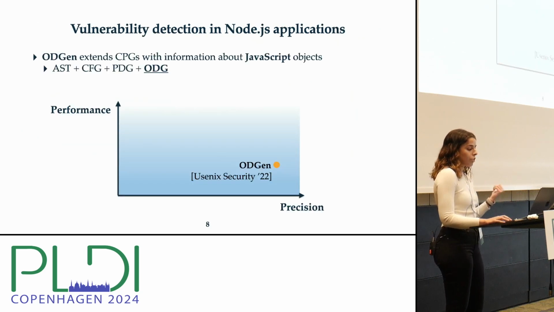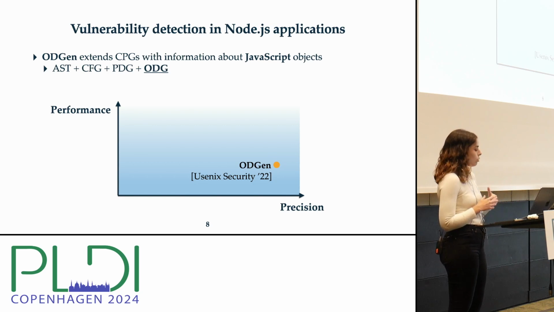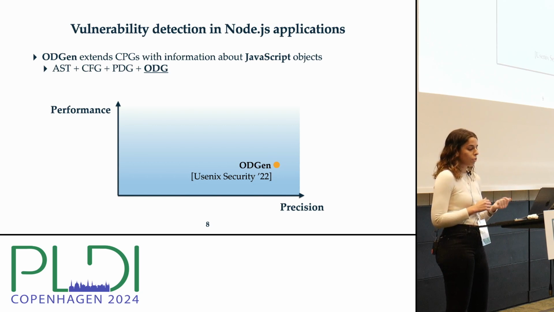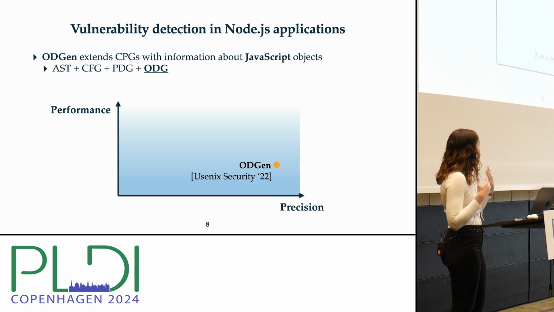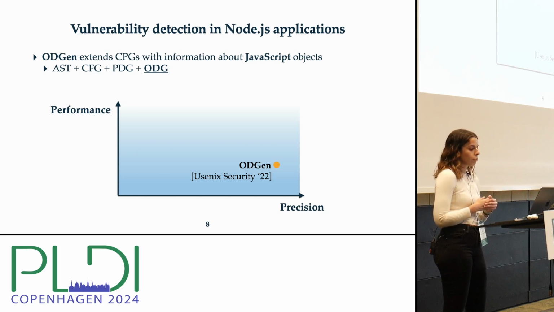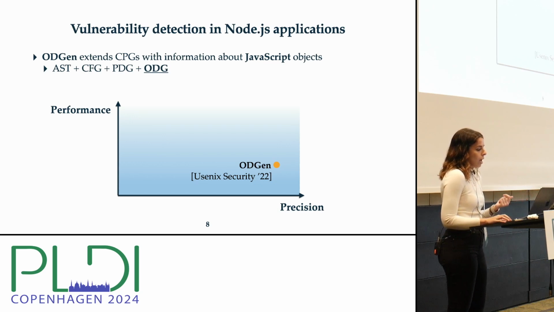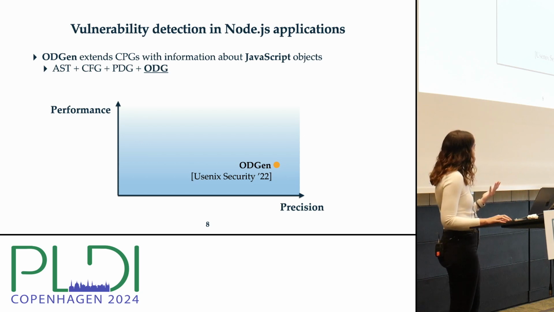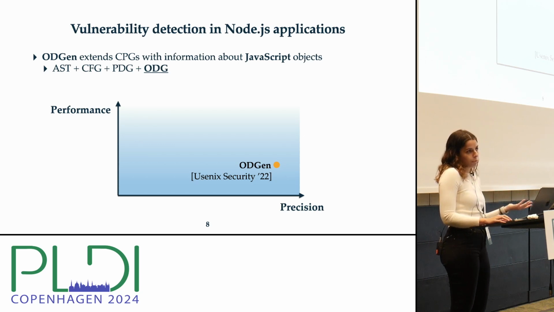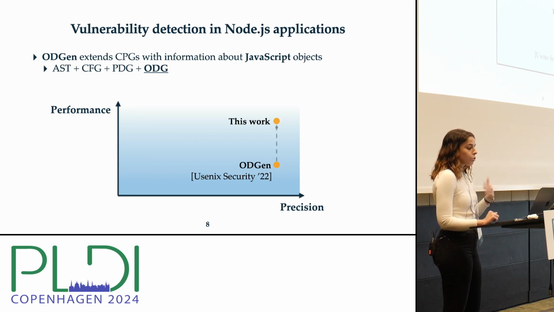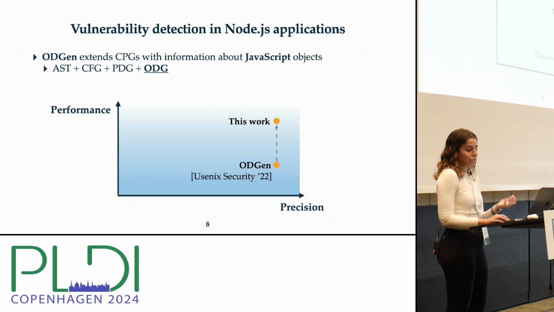Currently, ODGen, which is the state-of-the-art tool for vulnerability detection in Node.js packages, extends this concept of code property graphs with what they call the object dependence graph to model JavaScript objects. And although very precise, ODGen actually suffers from performance problems. In fact, ODGen is not able to finish the analysis in many cases, which causes it to miss vulnerabilities. So in this work, we set ourselves to improve this performance without losing precision.